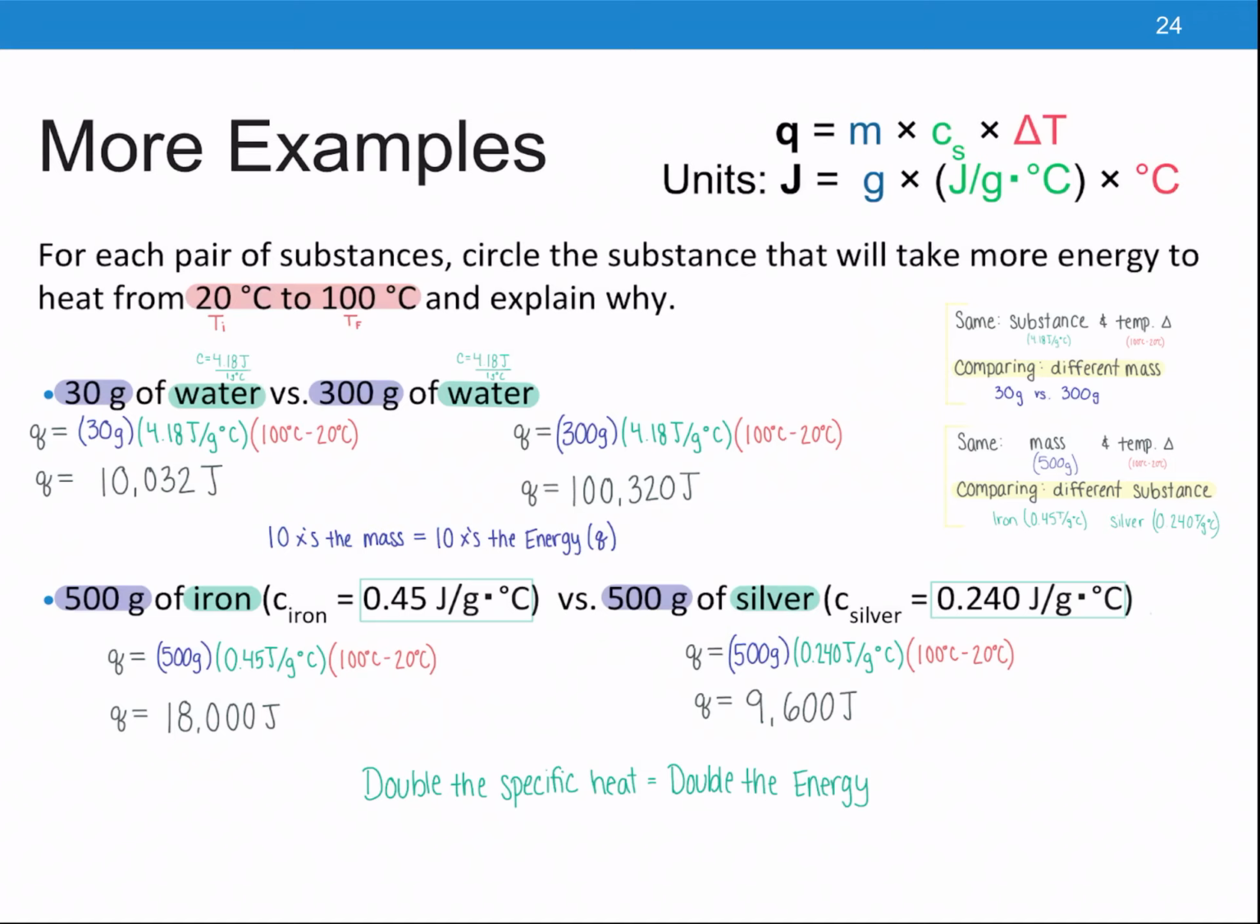So for the first one, you can see that if you have 10 times the amount of mass, you have 10 times the amount of energy. And the second one, if you have double the amount of specific heat, you have double the amount of energy. So substances that have very high specific heats, or double, triple, quadruple the amount of specific heat than something else, it takes double, quadruple the amount of energy to increase that substance 1 degree Celsius.